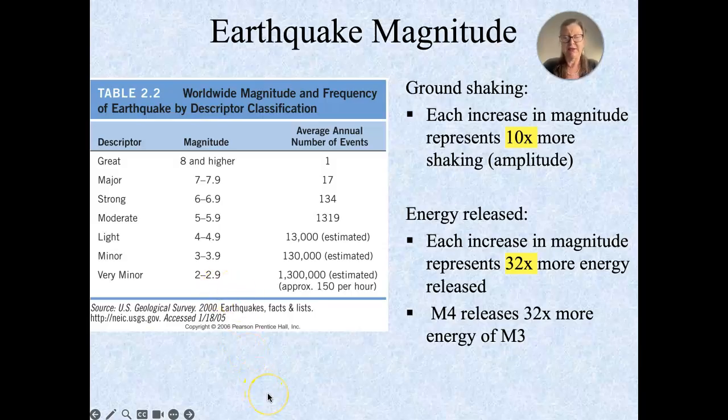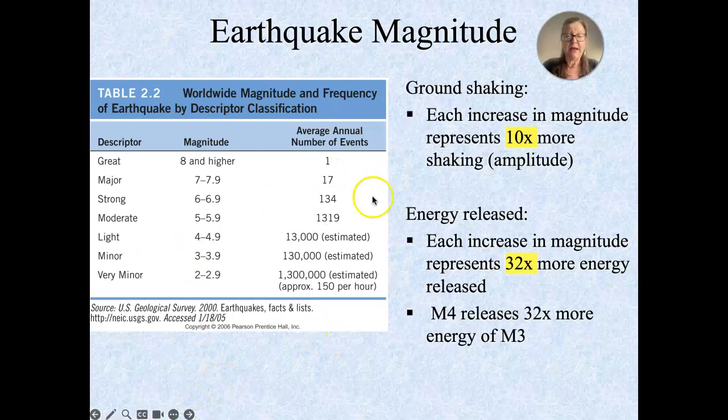Another thing that's kind of interesting is that the 32-fold increase in energy released is multiplied as you go up the scales. So for example, a magnitude 4 releases 32 times more energy than a 3, and a 5 releases 32 times more energy than a 4. So a 5 would release about 1,000 times more energy than a magnitude 3, 32 times 32. Or you would need about 1,000 magnitude 3s to equal the energy released in a magnitude 5.